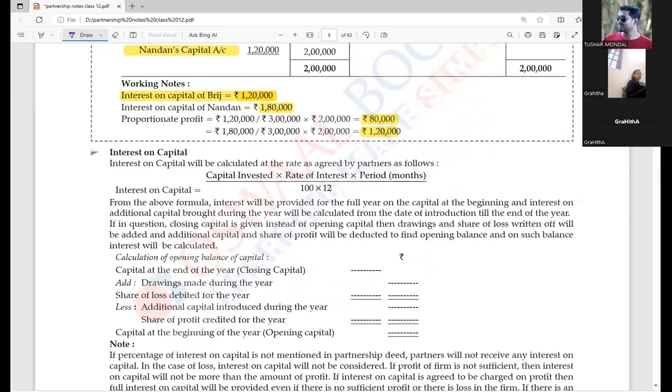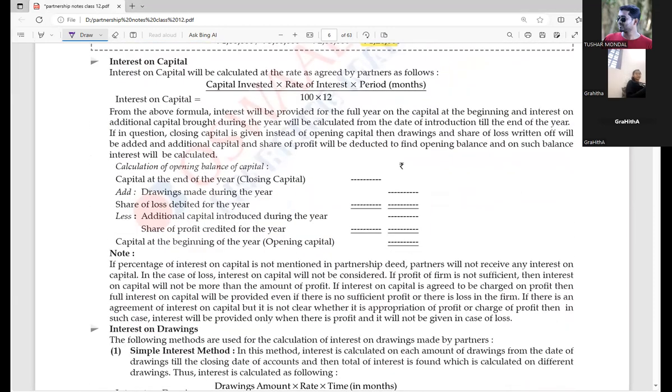Now that is interest on capital. We know how to calculate interest on capital. For making interest on capital, two things will be there, and you should remember them. Always remember that interest on capital is calculated on the opening capital of the year, not the closing capital of that year. I'm giving a hint by showing on the board how to do that.